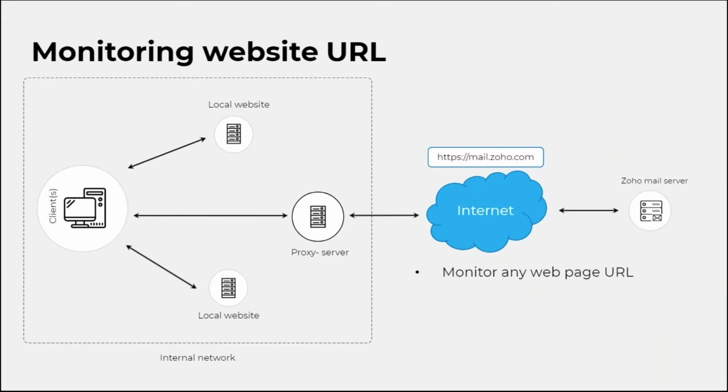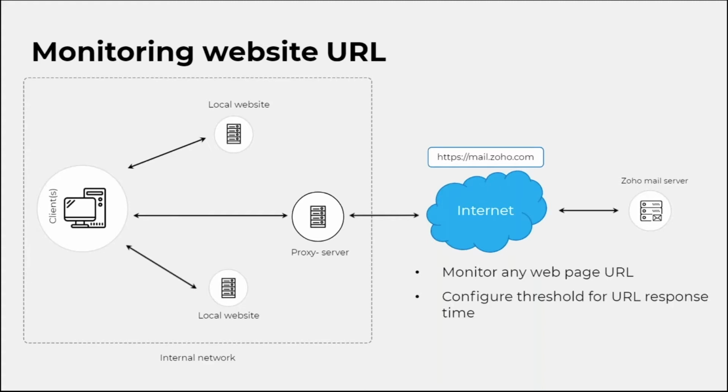So you can monitor any web page URL in Applications Manager, whether it is available in the local internal network or whether it is hosted on the internet. You can monitor that, whether it is an HTTP URL or an HTTPS URL. And if your URL is going through a proxy server and it requires any authentication, then we are going to see how to enable this authentication and monitor these URLs.